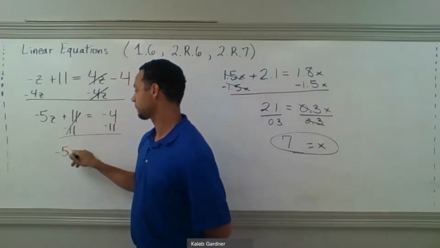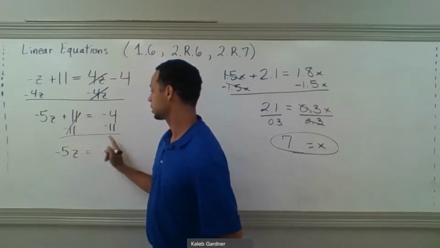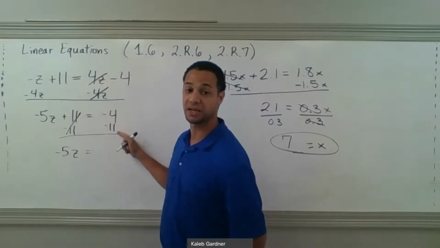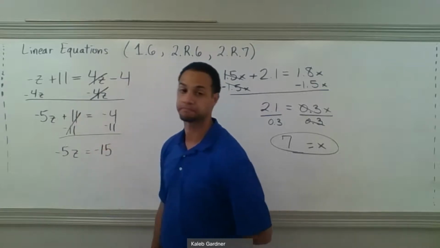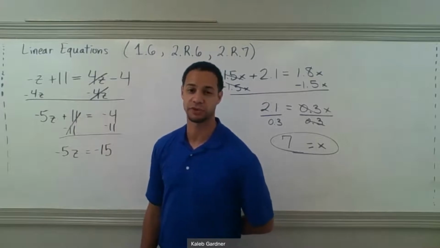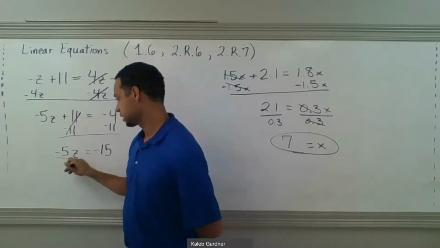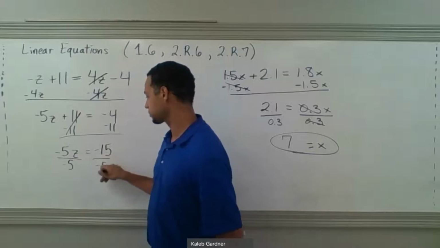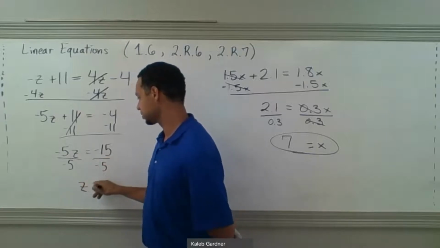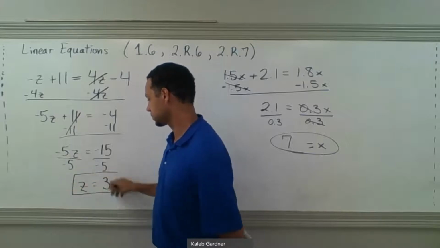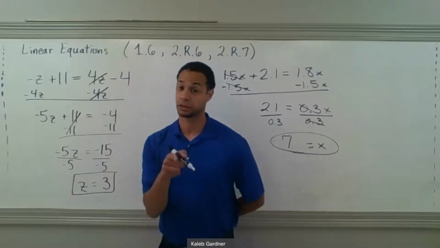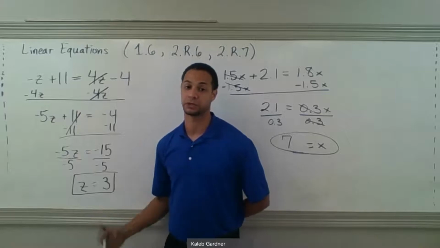Negative 5z equals negative 4 minus 11 more. We're getting more negative, so negative 15. Let's finish it off with division. Divide by negative 5 on both sides, and we get z is equal to a negative divided by a negative, which is a positive 3. Conditional, right? There it is.